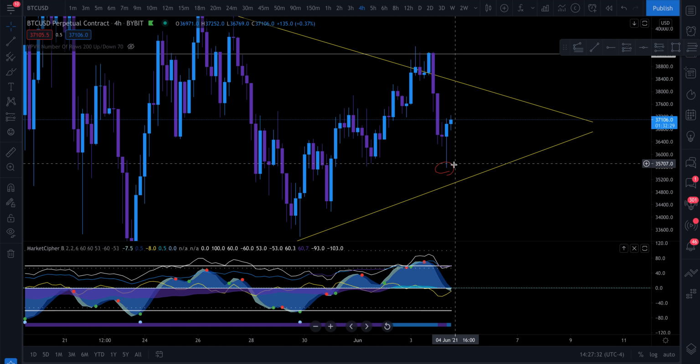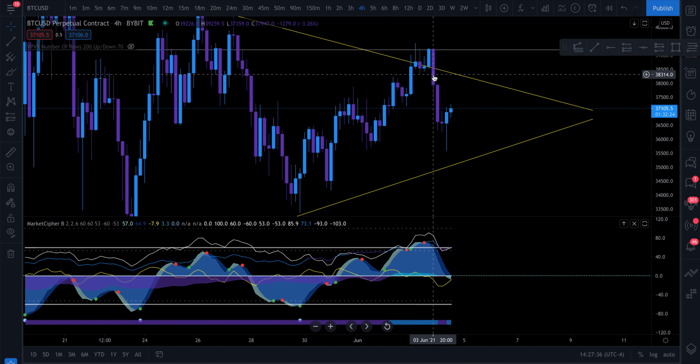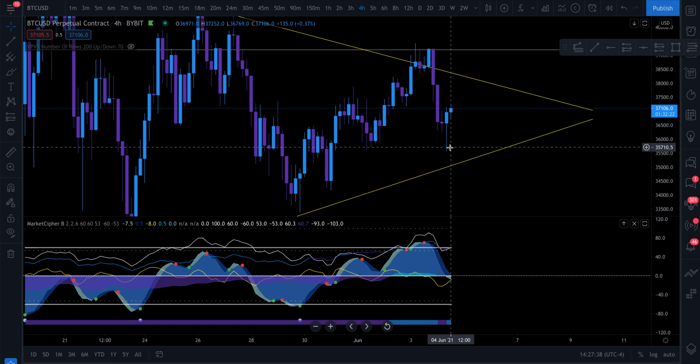And so today I want to show you how I was able to use the Market Cipher indicator to literally short the top and long the bottom.